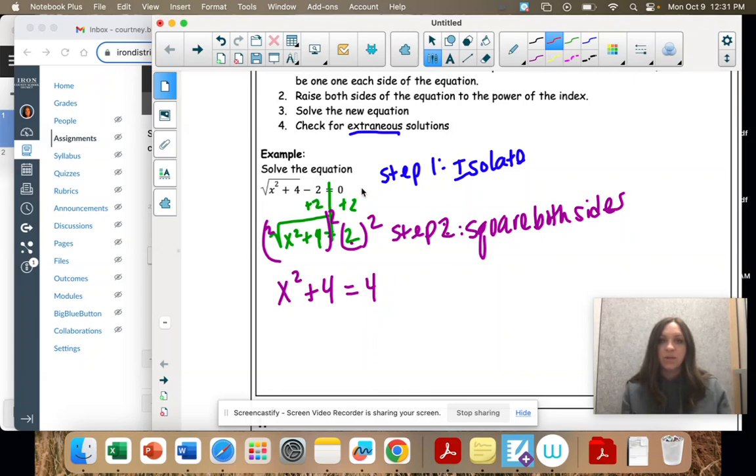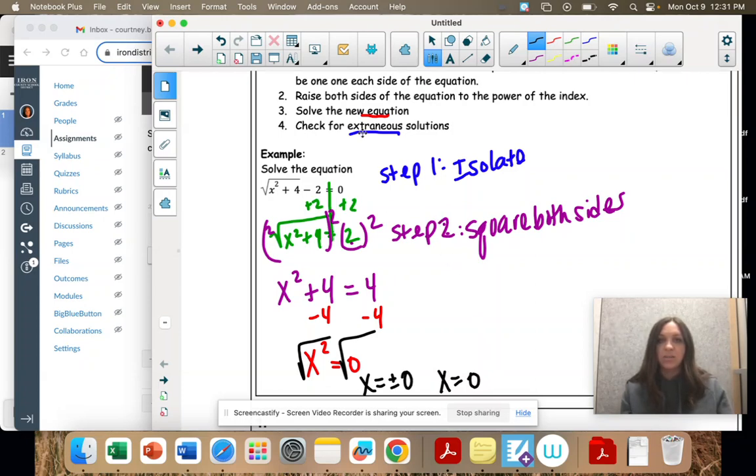Okay, last step is solve the new equation. So we're going to get x squared by itself. We're going to minus 4, minus 4. So this one's x squared equals 0, square root. So this one, x just equals plus or minus 0. We would just say x equals 0.